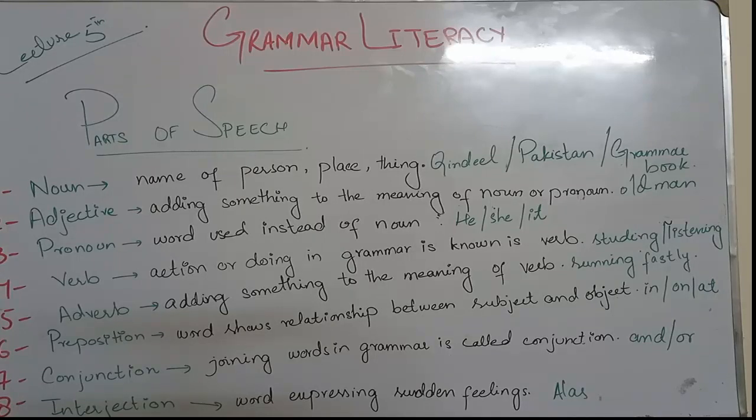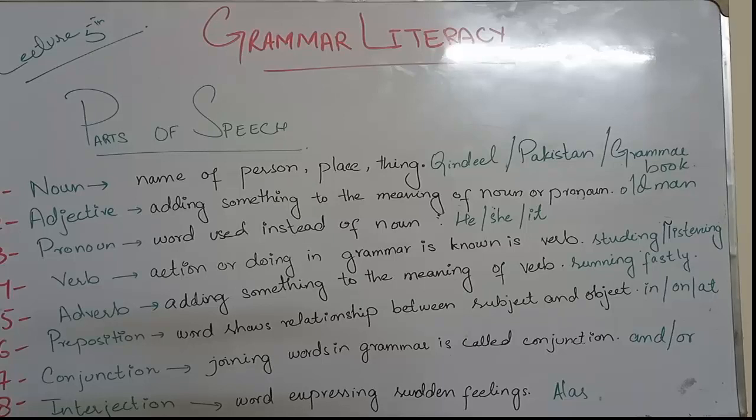Once again, to revise: parts of speech are basically words divided into different types according to their use, and they are called the parts of speech. And how many types of parts of speech? There are 8 main types of parts of speech: noun, adjective, pronoun, verb, adverb, preposition, conjunction, and interjection.